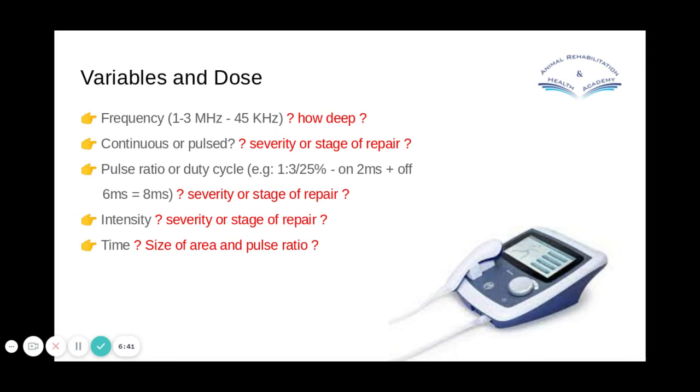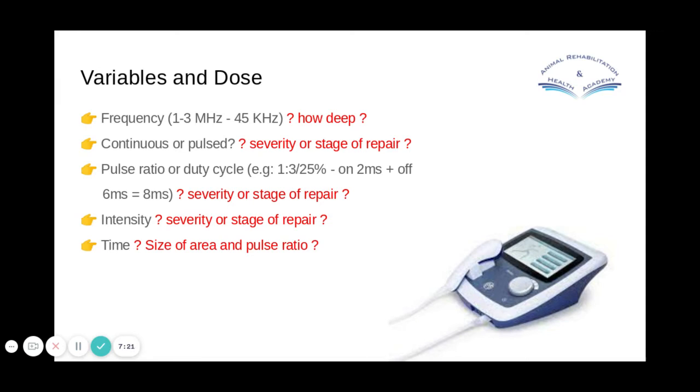The continuous beam is more associated with the thermal effects of ultrasound, but if we start to pulse that, we get less heating, and we're thinking more about the non-thermal effects of ultrasound. You will always get some heating. The fact that you're agitating tissues, you're exciting tissues, you are by default going to get some heat generated, but continuous is going to be a lot more of those thermal effects. So that's a question we're going to ask ourselves: how severe it is, and whether we want to use a continuous or pulse beam.